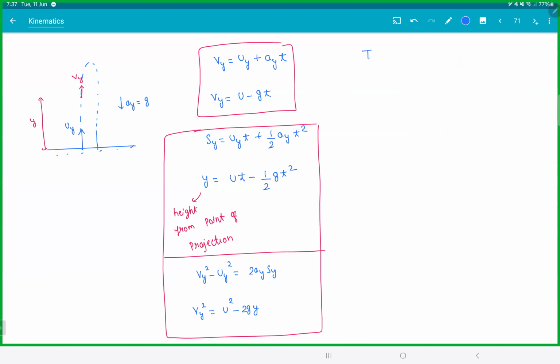And then your other formulas: h max is u square by 2g. Time of ascent is u by g. Time of flight is 2u by g. Time of descent is u by g. Be careful, these are not valid if you throw from buildings. If you throw from buildings or from a certain height, you don't use them.